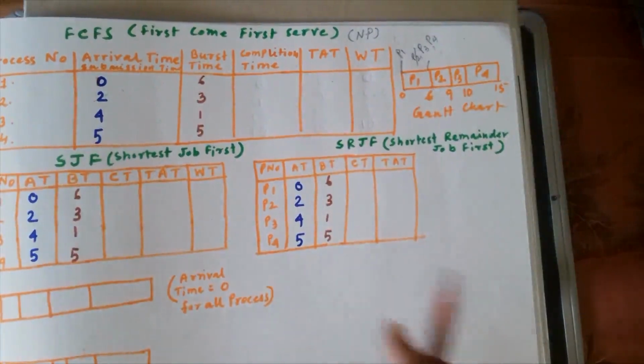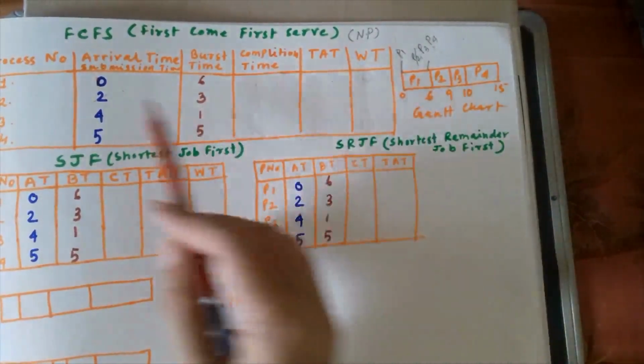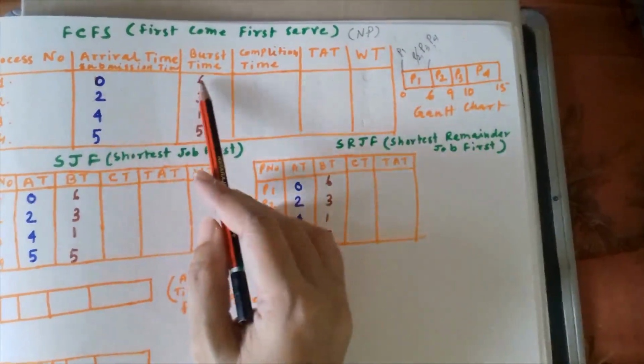That is why I have mentioned. So come back, don't get confused. So this is the arrival order. So you have understood that, sorry, this is the burst time.